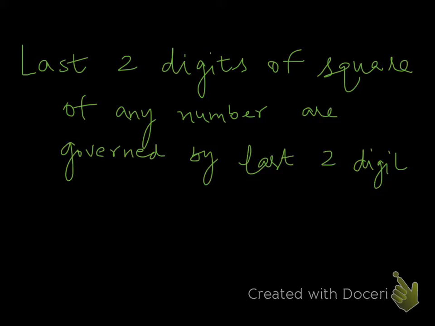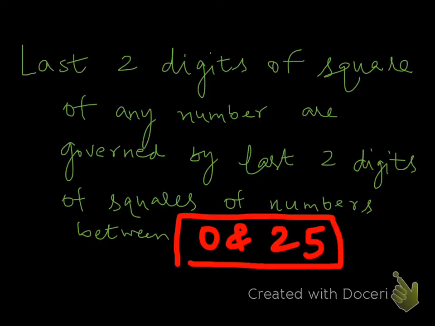are governed by the last two digits of squares of numbers between 0 and 25. This is one of the most important concepts you'll see. Let me clarify this concept with a few examples. You'll be more clear with the concept.